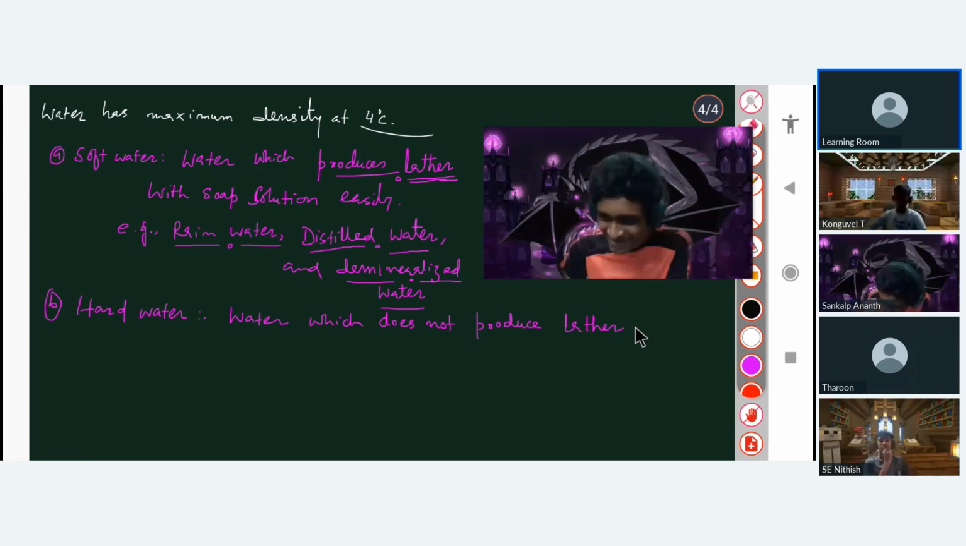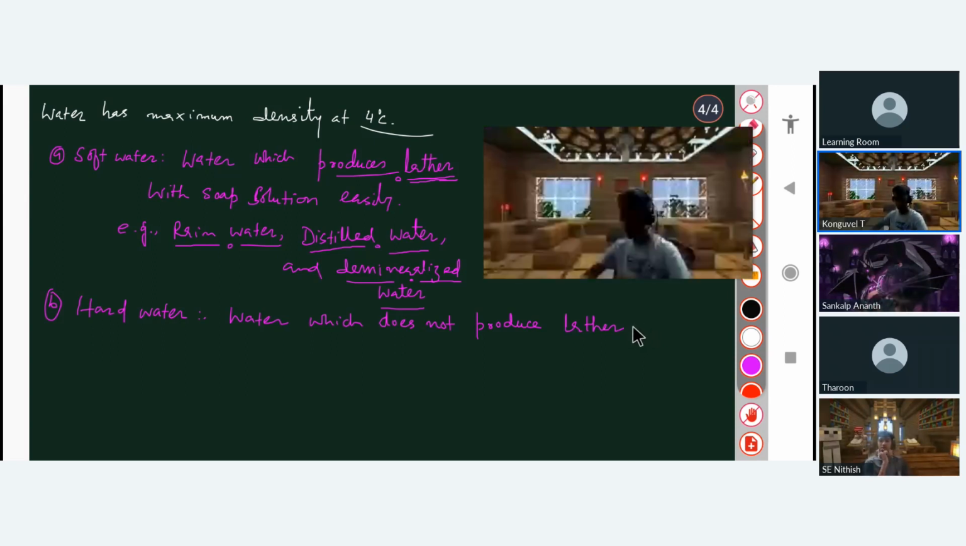What we use is detergent. The soaps which we are having nowadays are detergents. Sir, I use the same thing to wash my clothes. So is it the same thing, sir?